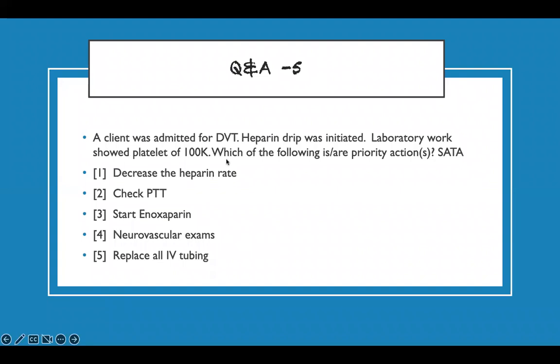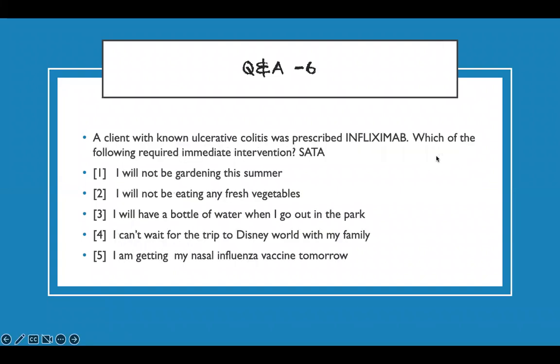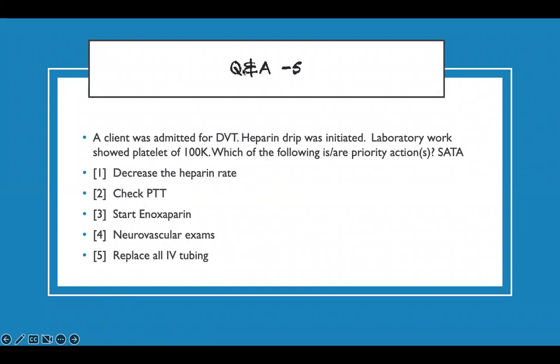The client was admitted with, so the same thing, we have a SATA question here. So we go through the same breakdown. SATA question, we read the last portion. Laboratory work shows a platelet of 100,000. Which of the following is a priority? So my priority question is, what is being asked of me? It's a priority. So priority patient.